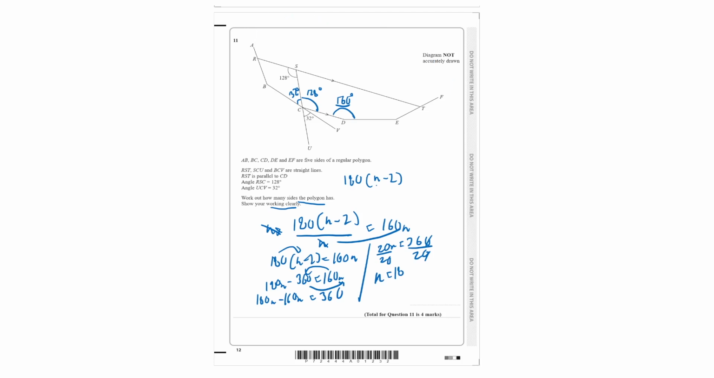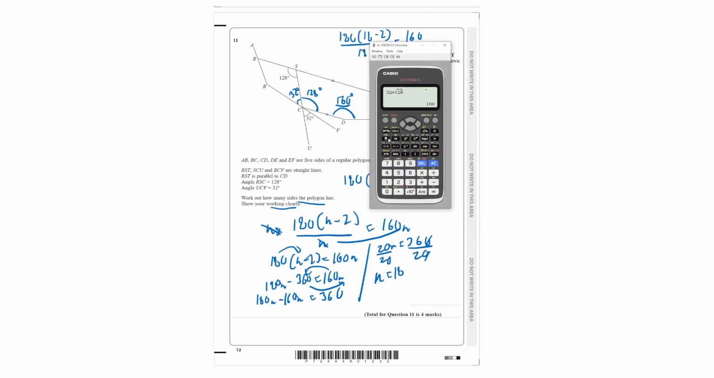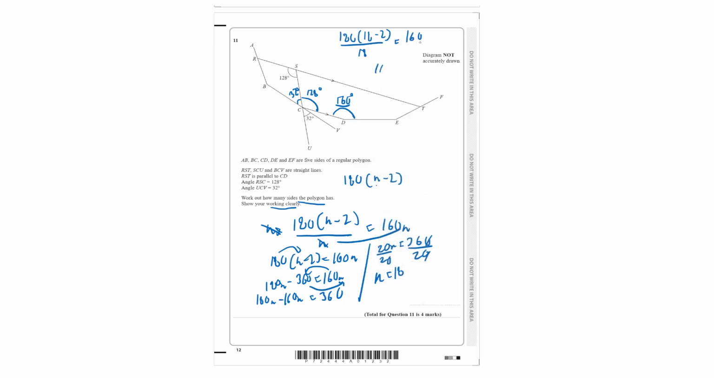And we can actually check this to make sure. We can write 180 times (the number of sides, 18, minus 2), divided by the number of sides, 18, which should give us 160. So we can put this into the calculator to check. We have 180 times (18 minus 2, which is 16), which is then divided by 18. We have 160. 160 is equal to 160. Therefore, we are correct. So the number of sides is 18.